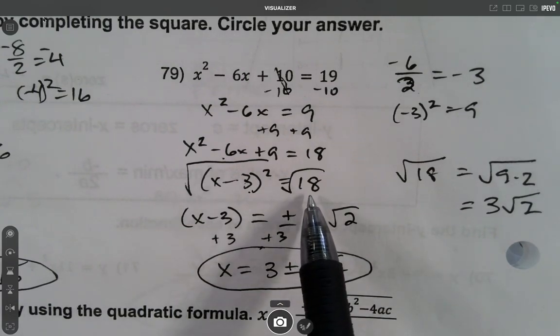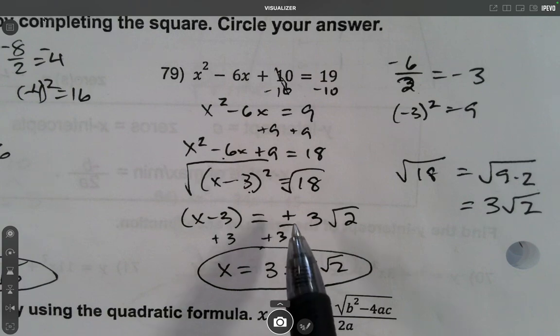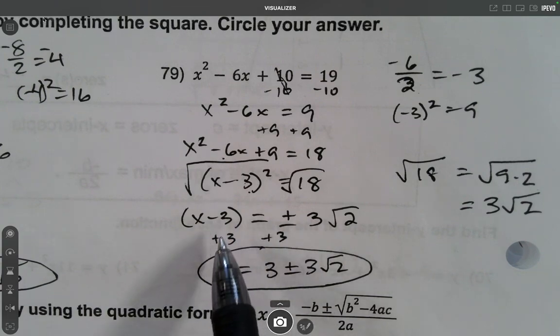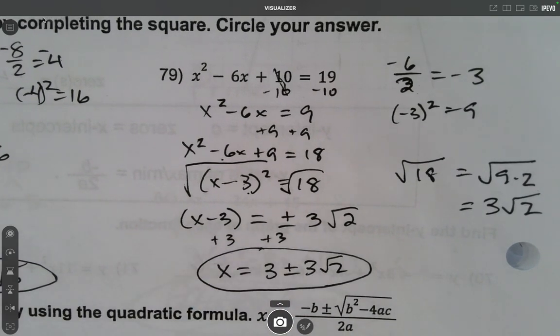So the square root of 18 is the same as 3 times the square root of 2, and I do have to put plus or minus in front of it. Then my last step to get x by itself is to add 3 to both sides, and this is my final answer.